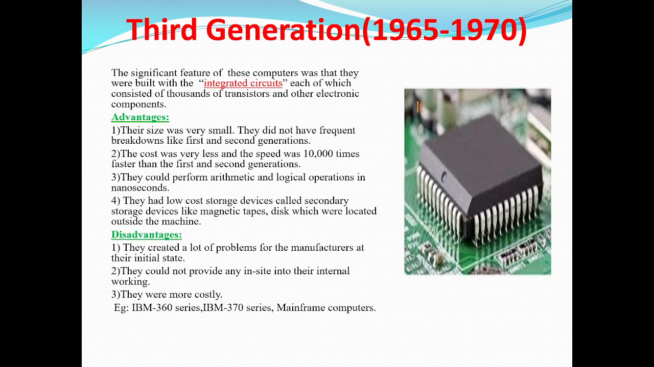And they had low cost storage devices called secondary storage devices, like magnetic tapes and hard disks, which were located outside the machine. When you talk about the disadvantages, they created a lot of problems for the manufacturers at their initial stages. The second disadvantage is they could not provide any insight into their internal working. And the third is that they were more costly. The best examples under this third generation were the IBM 360 series and IBM 370 series, and of course the mainframe computers.